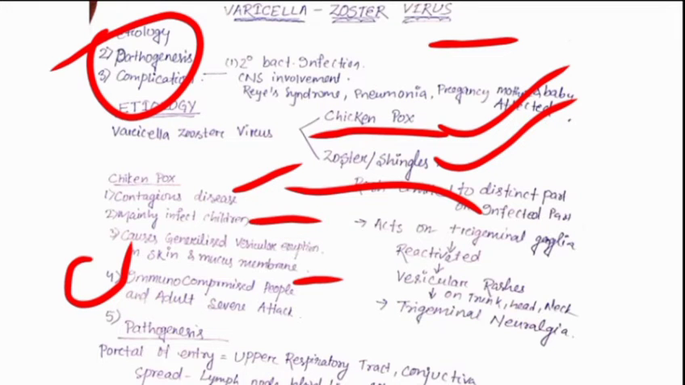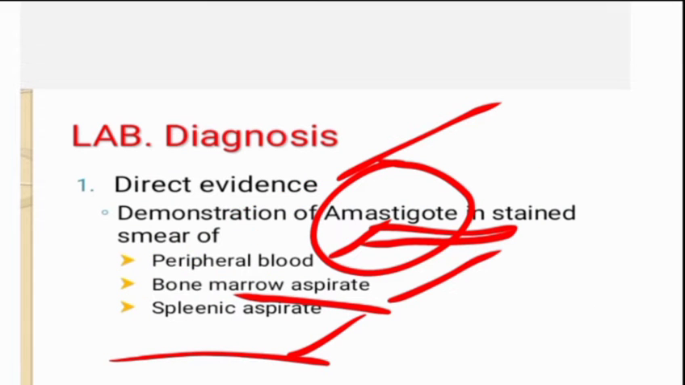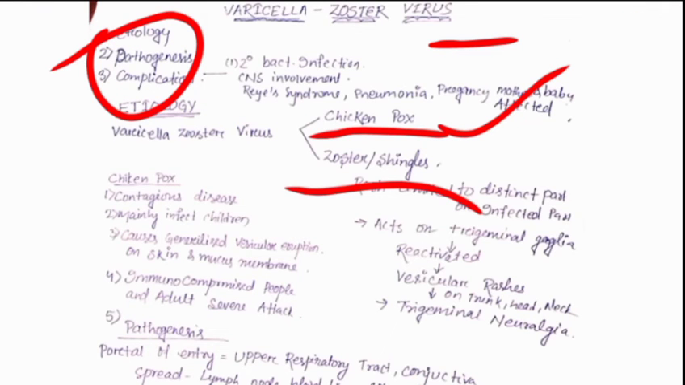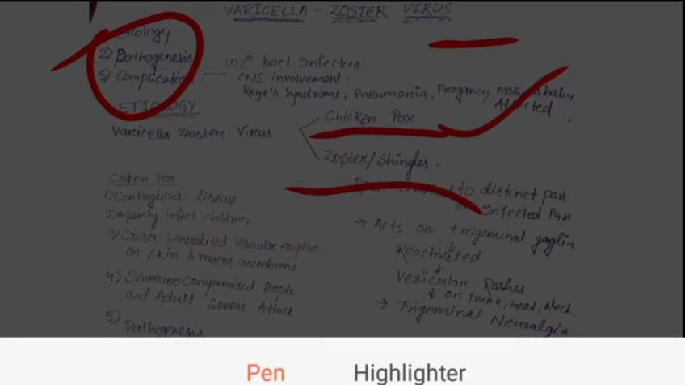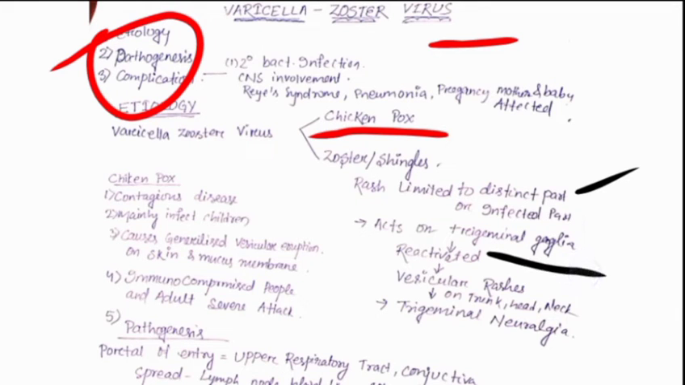But in zoster or shingles, what happens? There is a vesicular eruption at a distinct part, the part where the infection occurs. Only this part is affected, and generalized infection is not found. Its main action is in the trigeminal ganglia, and the vesicular eruption mainly occurs in the trunk, head and neck, and it causes trigeminal neuralgia.